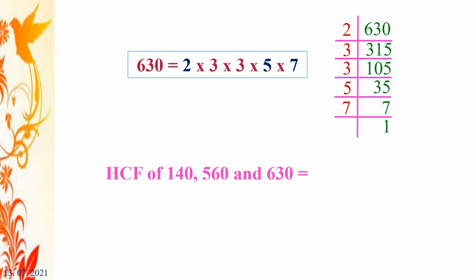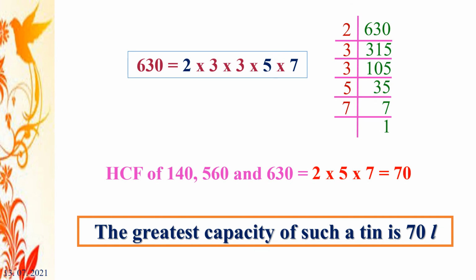Now the HCF of 140, 560 and 630 equals, write all the common factors of 140, 560 and 630, that are 2 multiplied with 5 multiplied with 7, we'll get 70. So the greatest capacity of such a tin is 70 liters.